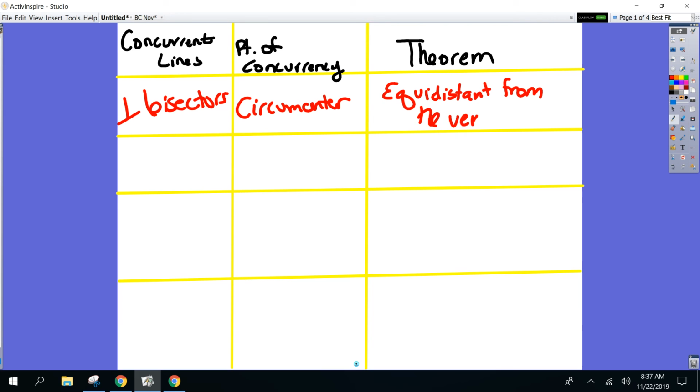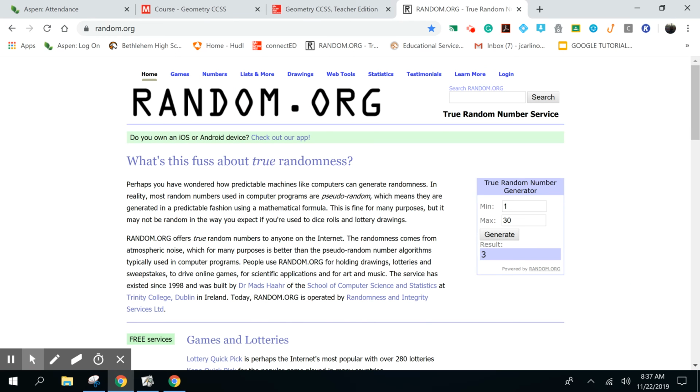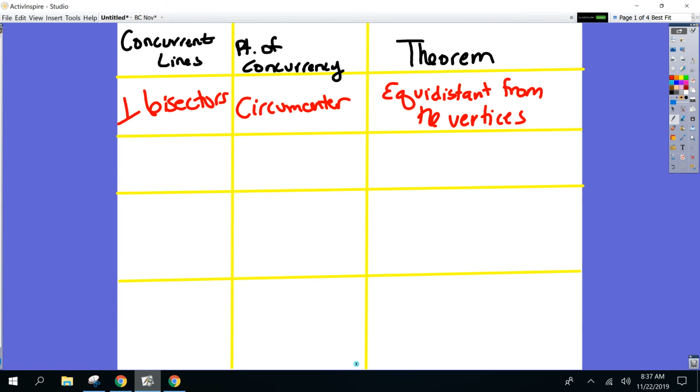Do not be surprised if I have you graph a triangle on Monday and ask for where the circumcenter is. So you have to graph at least 2 perpendicular bisectors and tell me where they intersect. All right, name another concurrent line in a triangle. The angle bisectors, yes.